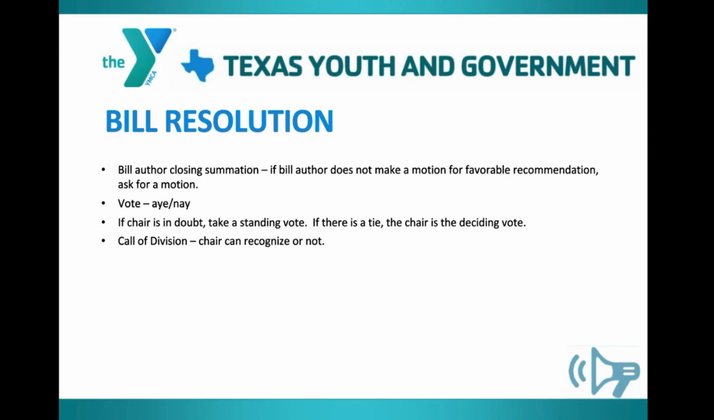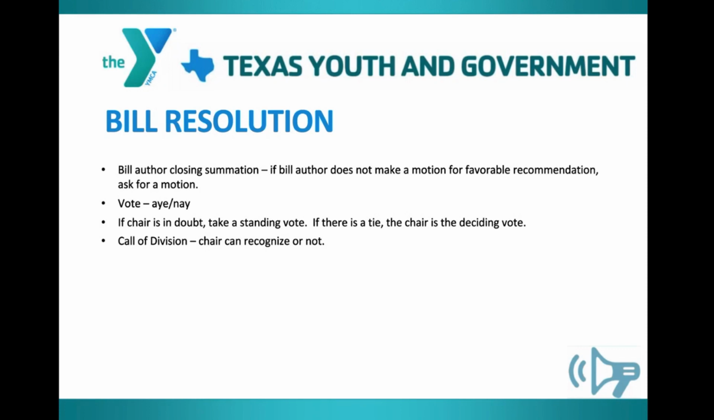This will be an oral vote, ayes for yes, nays for no. If the chair is in doubt, meaning both ayes and nays sound similar, a standing vote should be taken, and the chair and the clerk will count votes. If there's a tie, the chair casts the final vote.